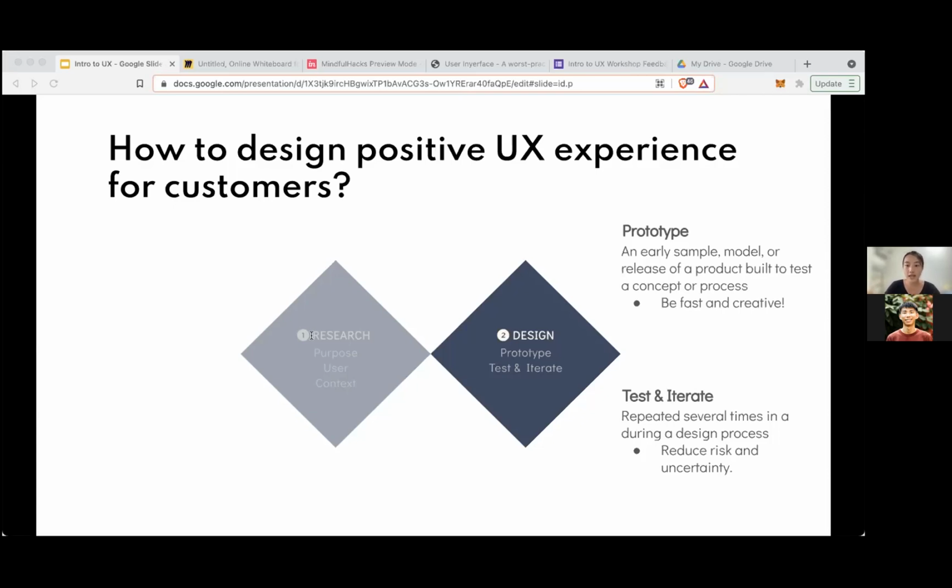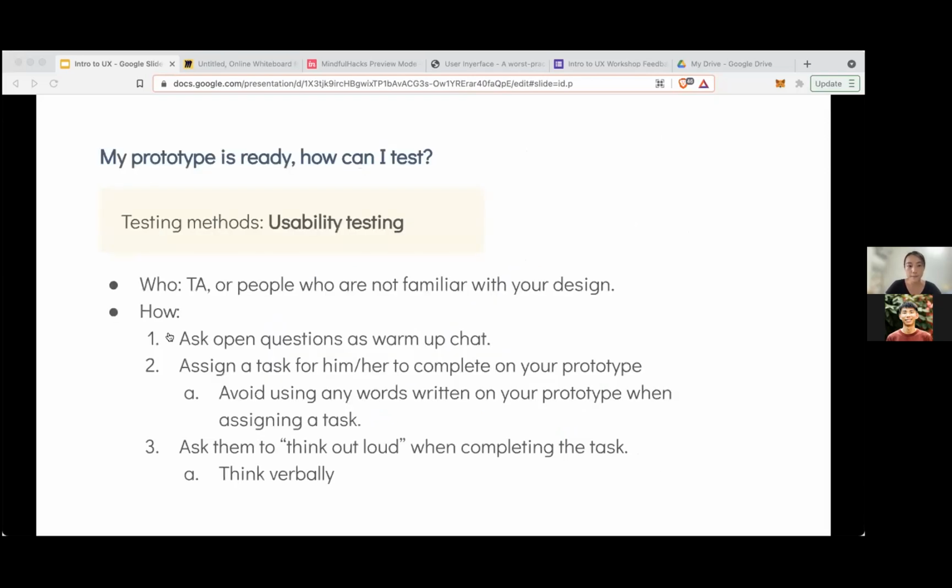So a method that you can use in this hackathon is called usability testing. It's a really fast way to help you test if your user can interact with your product successfully. So the goal of usability testing is to test out if your participants can use your app without your guidance. And who do you need? You need 1 to 3 participants who are not familiar with your design.